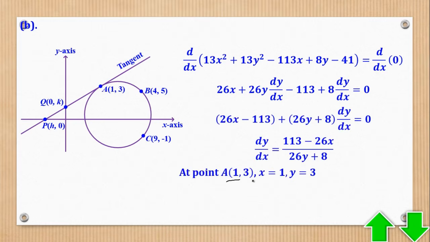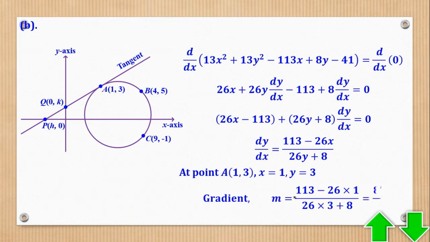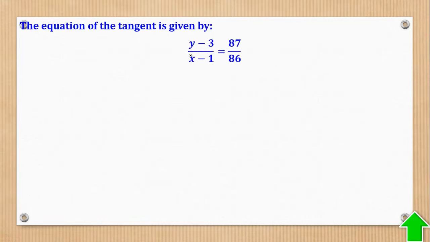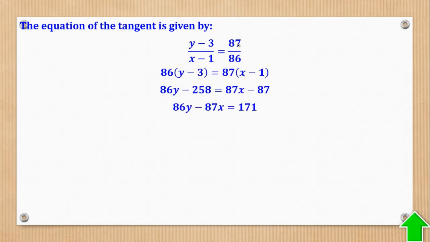Therefore at this point, x is this, y is this. Therefore when I substitute for x and y, I'll be able to get the gradient of the tangent, which is that. Therefore the equation of the tangent will be given by change in y over change in x equal to this gradient. Cross multiply, open brackets, collect like terms.